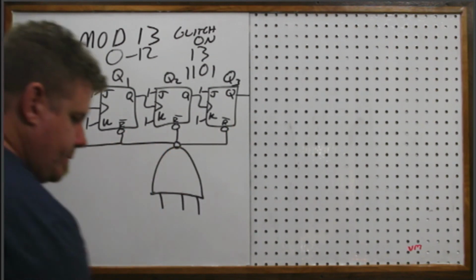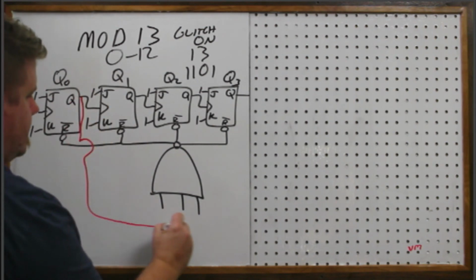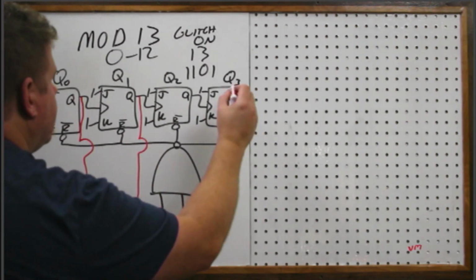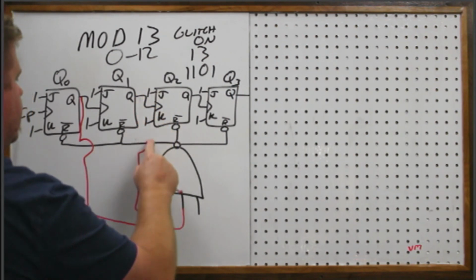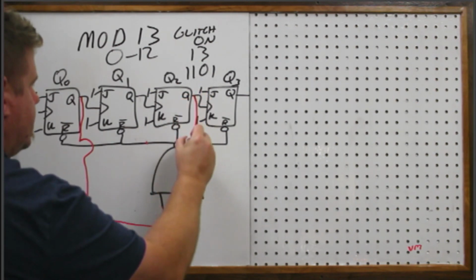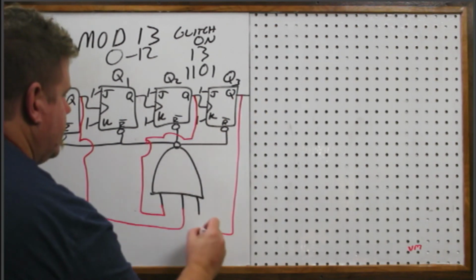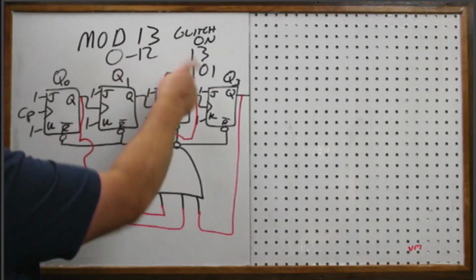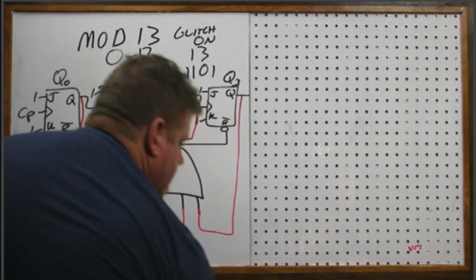Okay. So then I just need to make sure I grab 0 and 1, and not 1, sorry. I'm grabbing 2 and then 3. Okay? So Q3, Q2, and Q0. That's what's going to reset this and give me my mod 13. Okay?